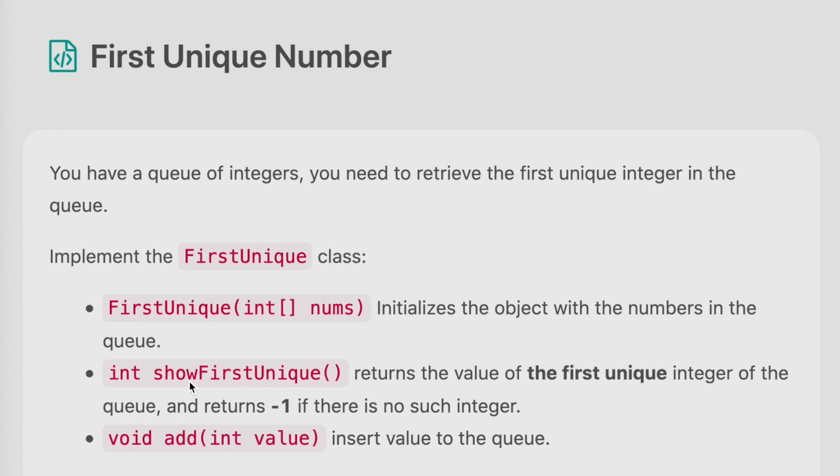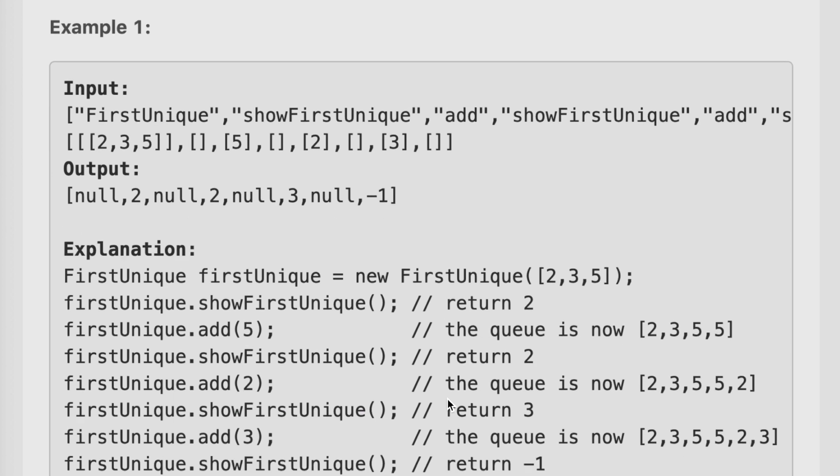And we have another, showFirstUnique, which should return the value of the first unique integer of the queue and should return -1 if there is no such integer. Add should insert a value to the queue. We are given an example.